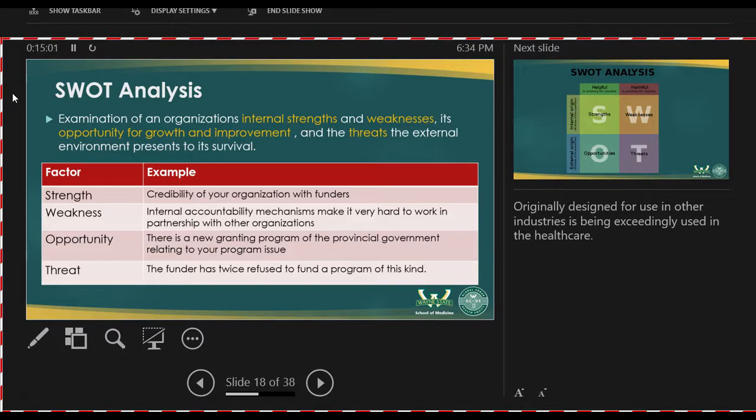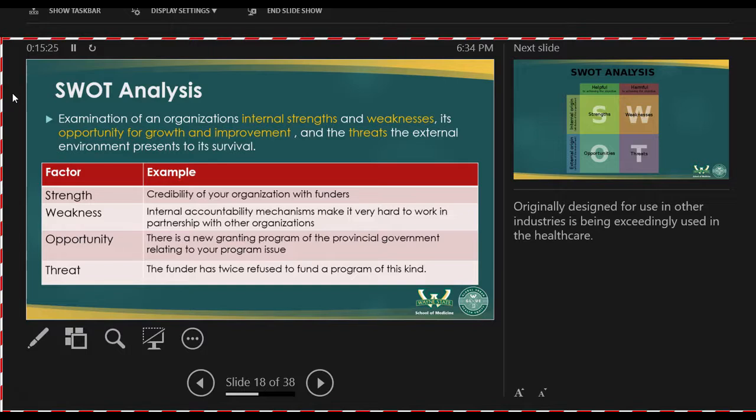Again, it was initially started for industry, so you can apply this to any industry. What is the strength of your organization? What's the credibility of your organization's funders? What are the weaknesses? What is the internal accountability mechanism? What are the different opportunities out there to make it better? And what are the threats that could make this organization not function properly?